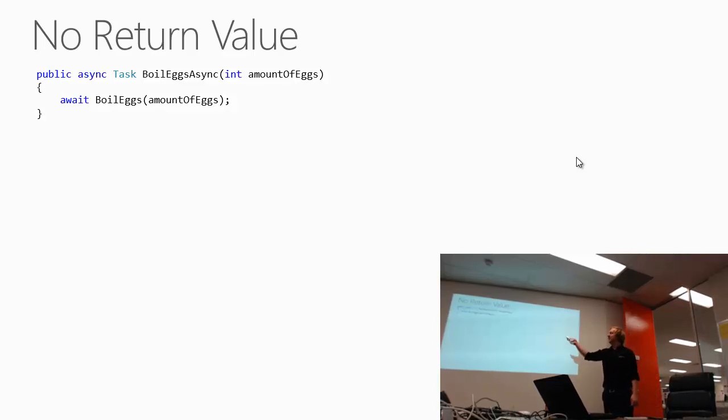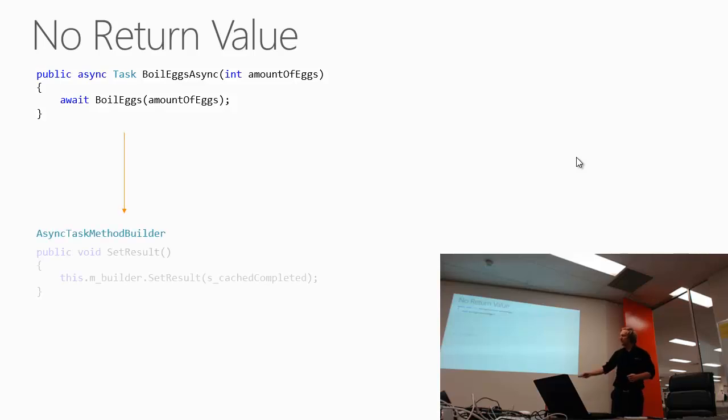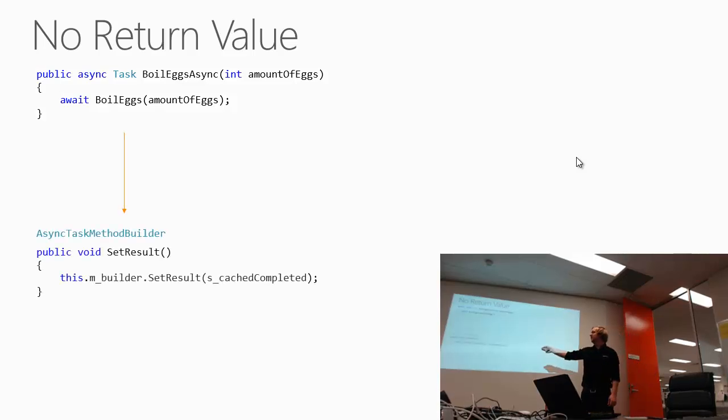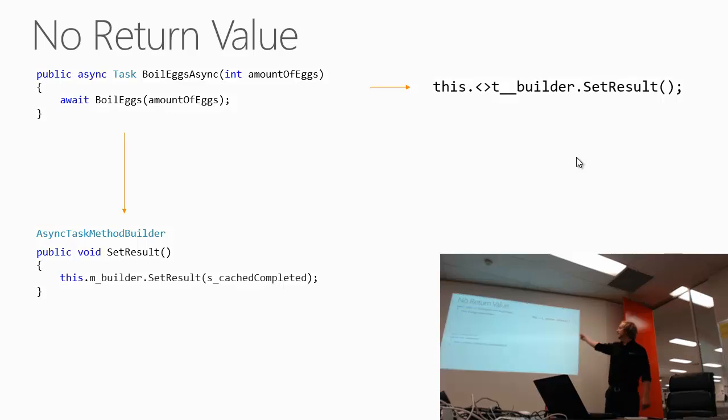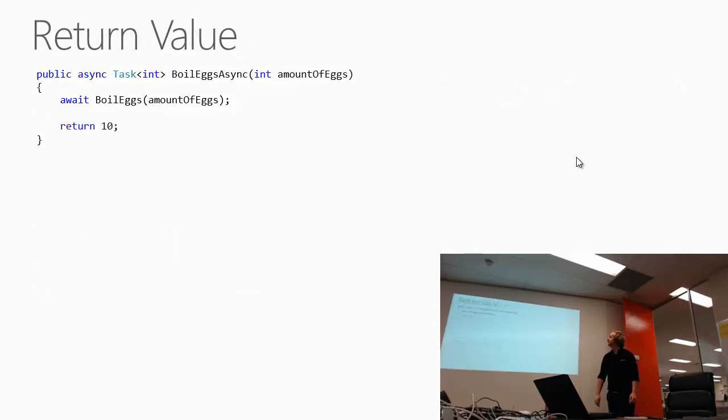All right, so in this case, we had no return value. The method indicates that because we simply return a task. And this is going to use the non-generic version of async task method builder, which has a method called setResult. And setResult will internally notify the task that it's completed and that there's no exceptions. That's all good. And it's called from within the state machine like this.